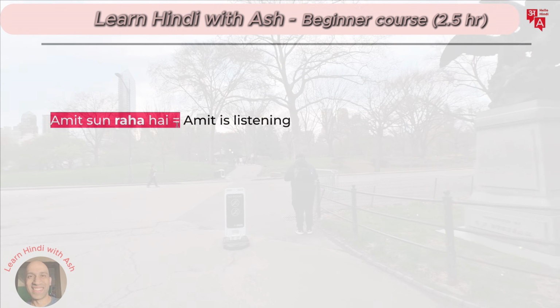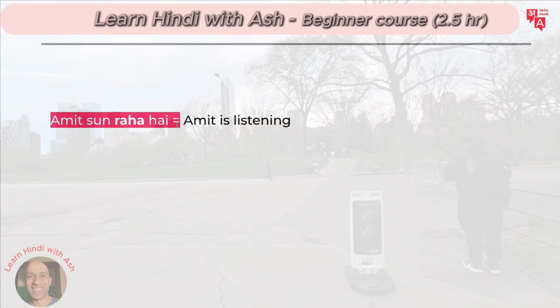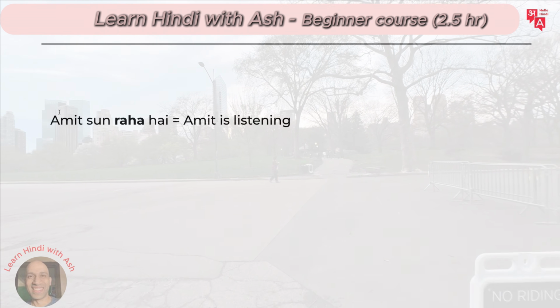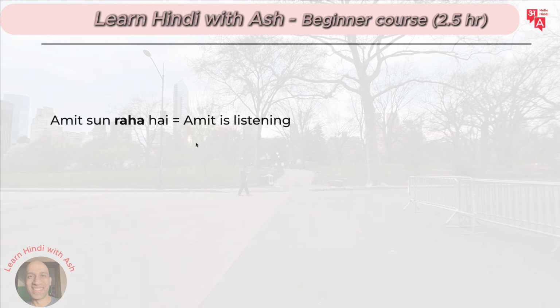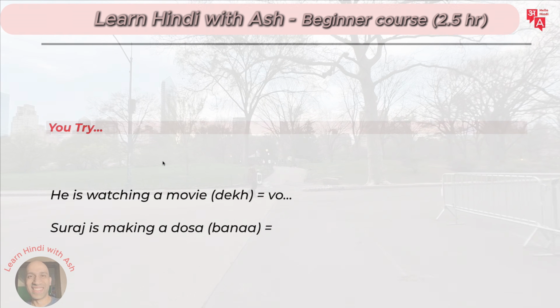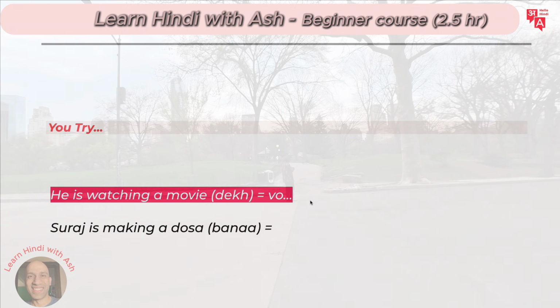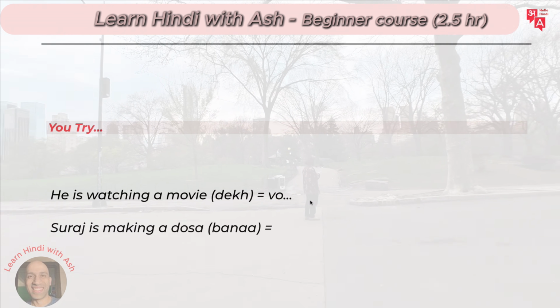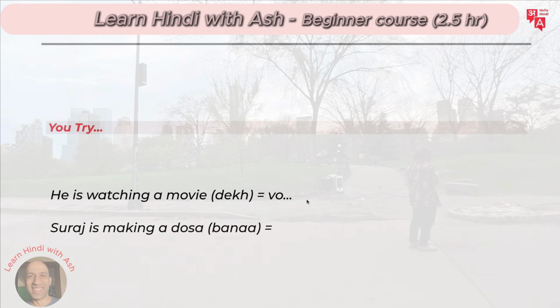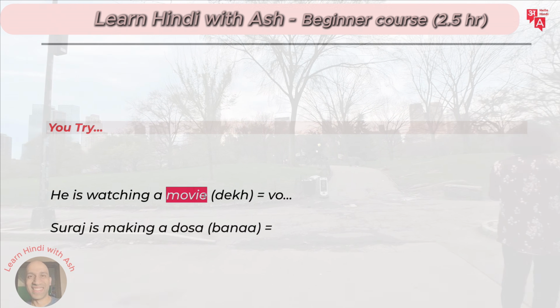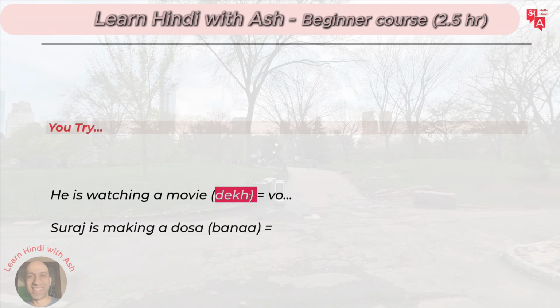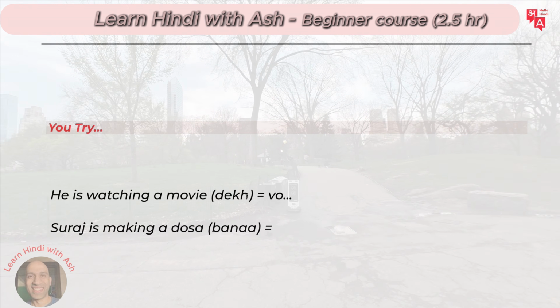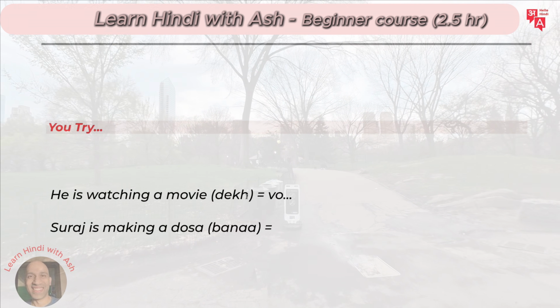Amit sun raha hai, and try to repeat the Hindi after me. Just say it out loud. This way you'll remember more. Amit sun raha hai. Amit is listening, right? So he is watching a movie. So how can he say this one? Yes, you got it. Wo movie or picture or film. Dekh is the word for watch. How can you say he's watching a movie? Yes, you got it.